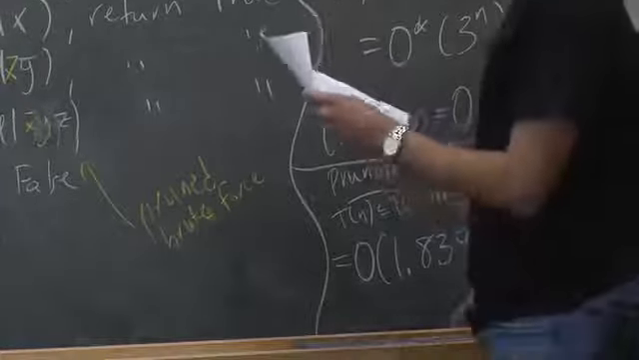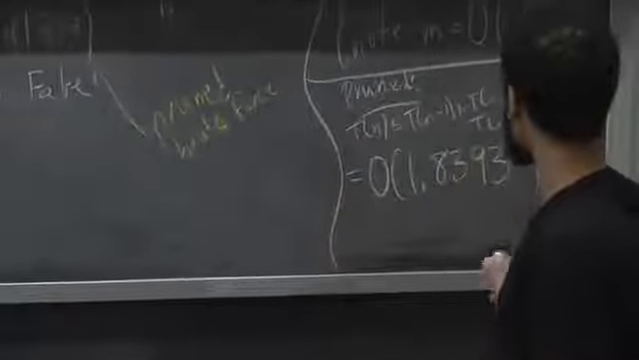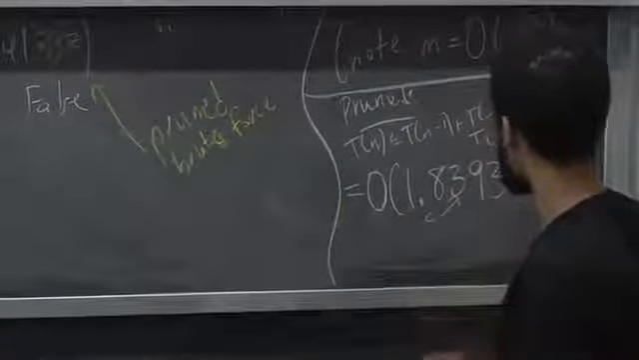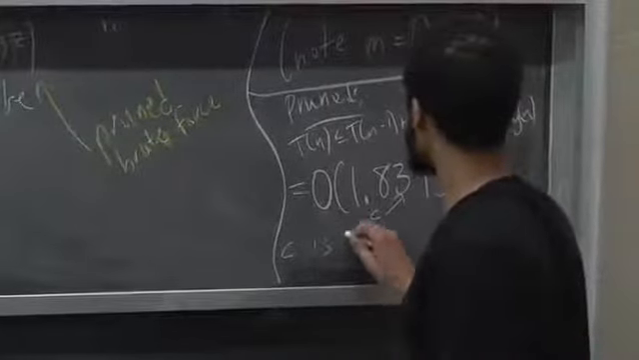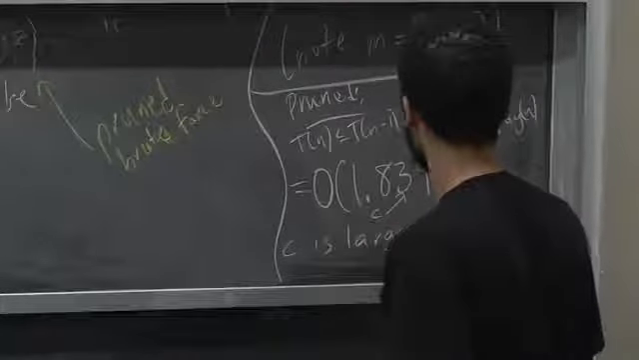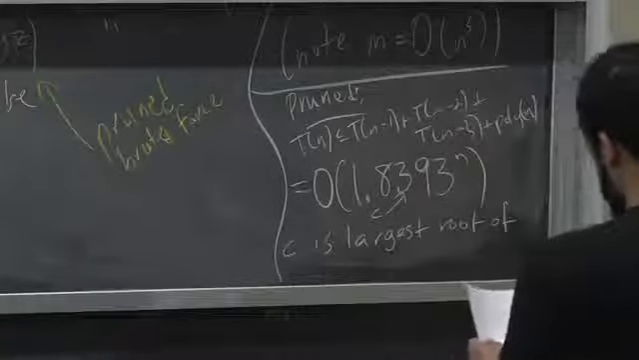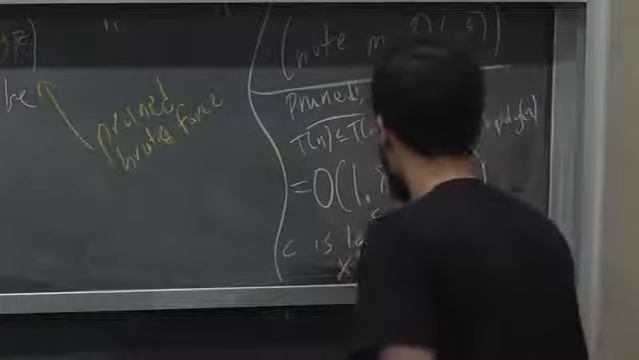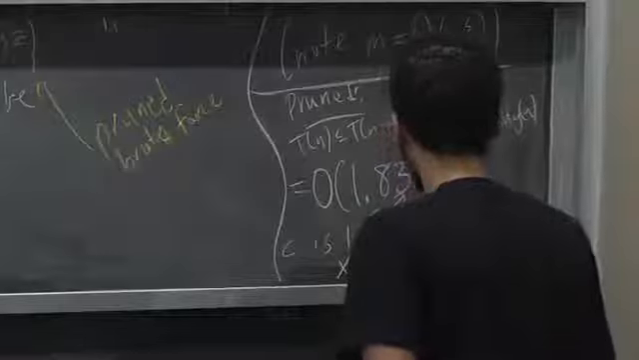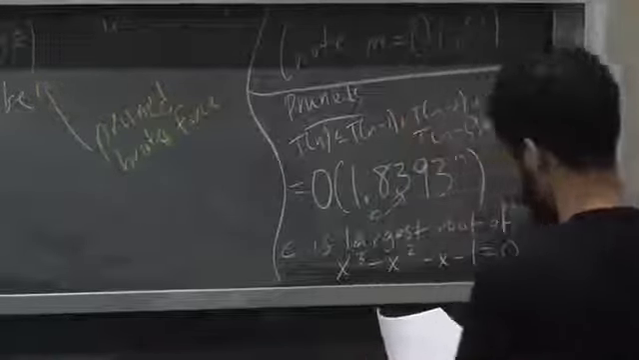Okay, so call this constant c. c is the largest root of the equation x cubed minus x squared minus x minus 1 is equal to 0.